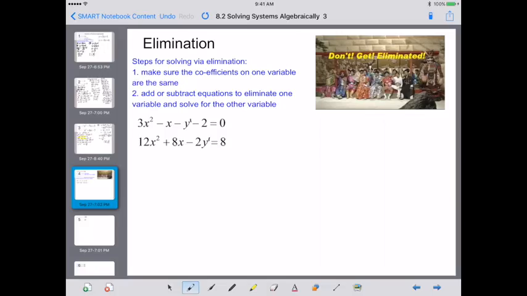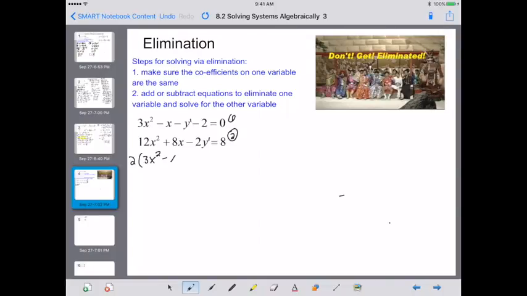So next we want to get our coefficients the same for those y's. We see the first one we have a -1, the second one a -2. So if we multiply our first equation by 2, we will bring that to be the same as our other one. So let's go ahead, I'm just going to label these our equations 1 and 2. So I'm going to multiply equation 1 by 2. So bring that 2 in front.